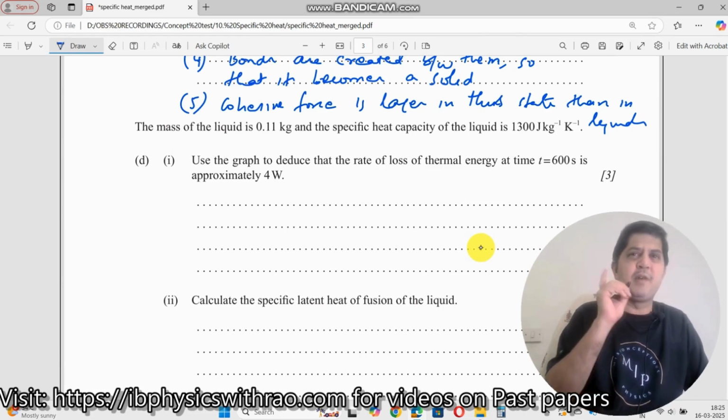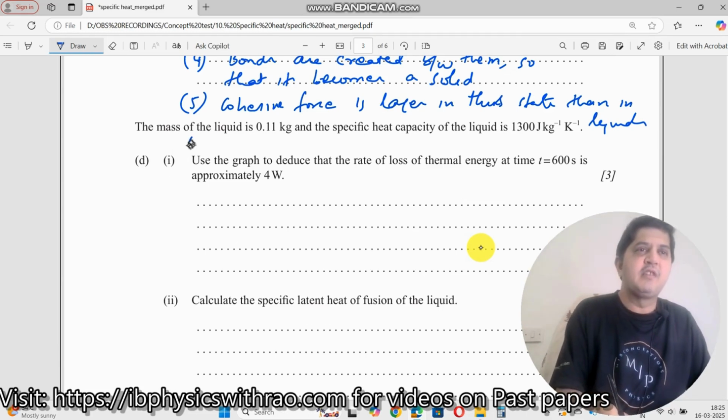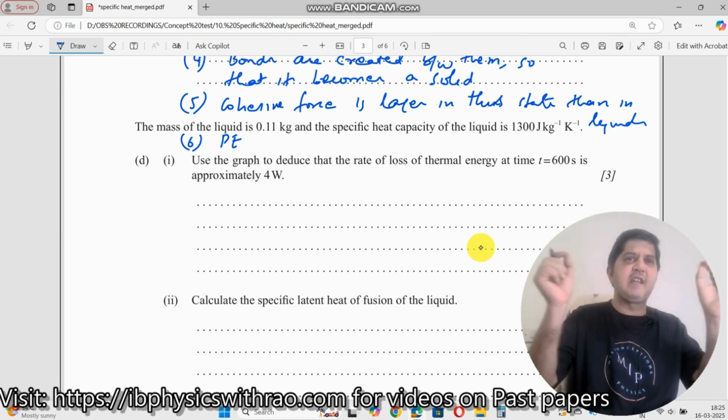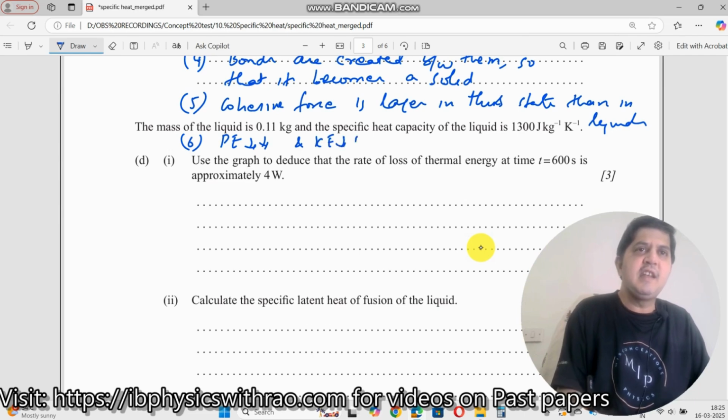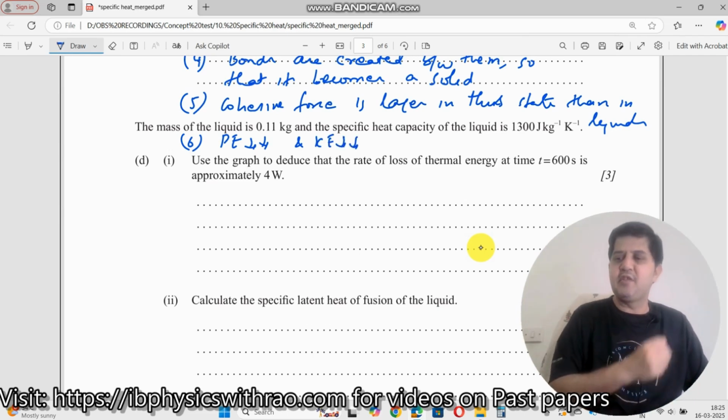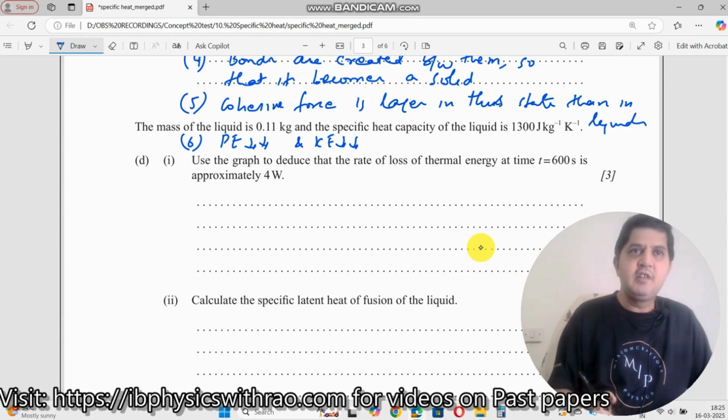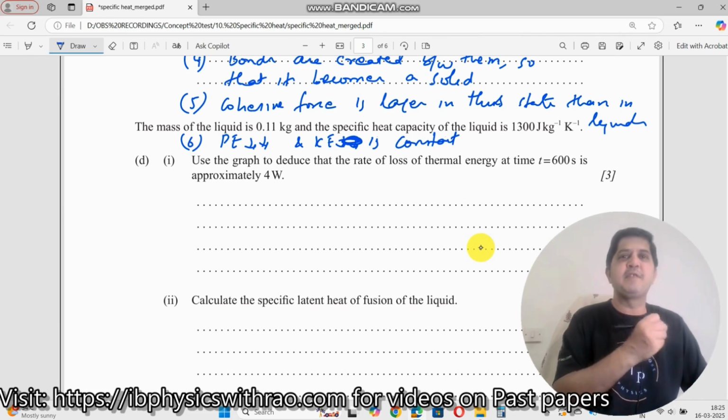Maybe still one more point also. You can also write potential energy of the molecules. What happens to potential energy? When it is farther away, it's higher. Potential energy of the molecules reduces, and kinetic energy does not reduce. Kinetic energy is constant. You can mention all these points.